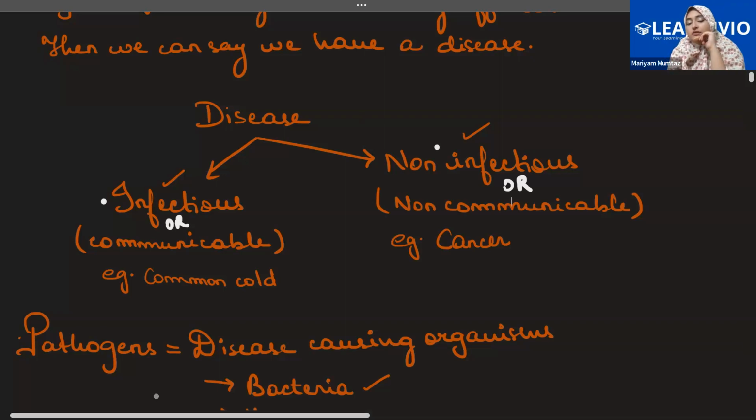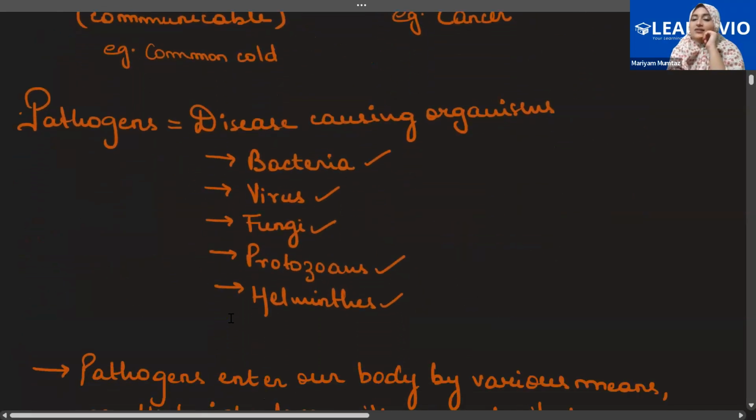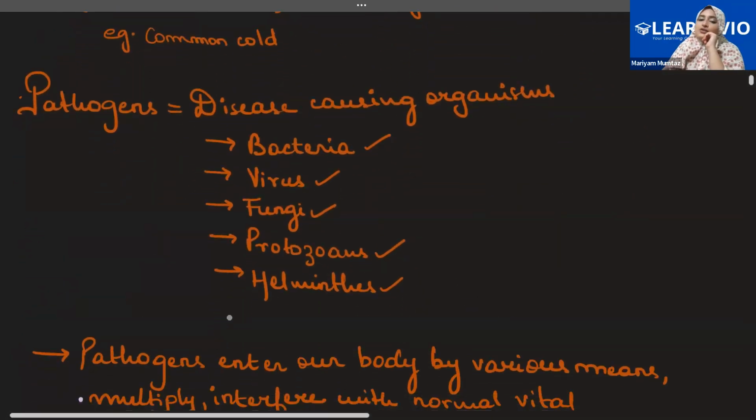Now, when we are talking about disease, we must talk about the elephant in the room, the pathogen that caused the disease, isn't it? So pathogens are those disease-causing organisms. They come in a variety of groups. They can be bacteria, viruses, fungi, protozoans, and helminths. Before I move forward, I want one scientific name from each of these groups.